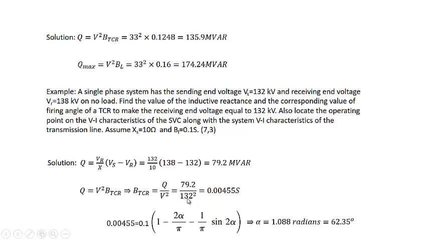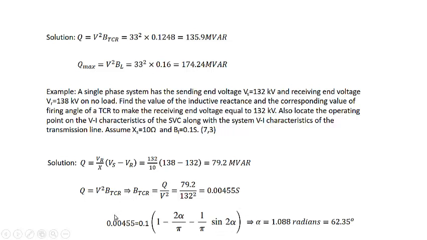Q is this, V square is 132 kV squared. Because here it is MVAR, this is 10 to the power 6, and 132 kV squared will again be 10 to the power 6, that will cancel out. So BTCR is equal to 0.00455 Siemens. Since BL is equal to 0.1 Siemens, it means 0.00455 is equal to 0.1 into (1 minus 2 alpha by pi minus 1 by pi sine of 2 alpha).